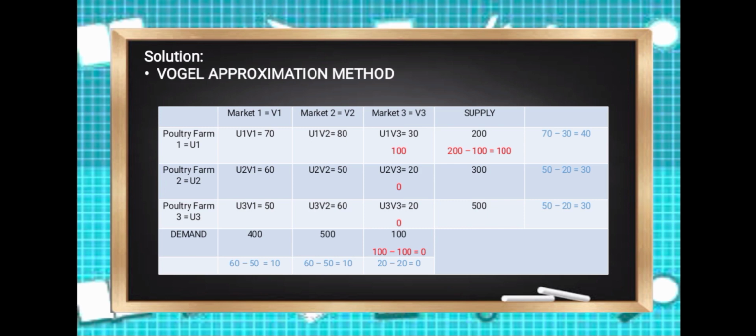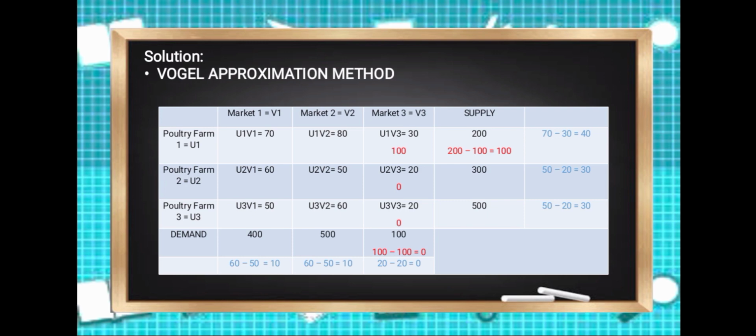In column 2, since the least is 50 and the second is 60, 60 minus 50 is equal to 10. In column 3, the least is 20 and there are two 20s, so 20 minus 20 is equal to 0. So that is our column penalty, and now we proceed to the row penalty.